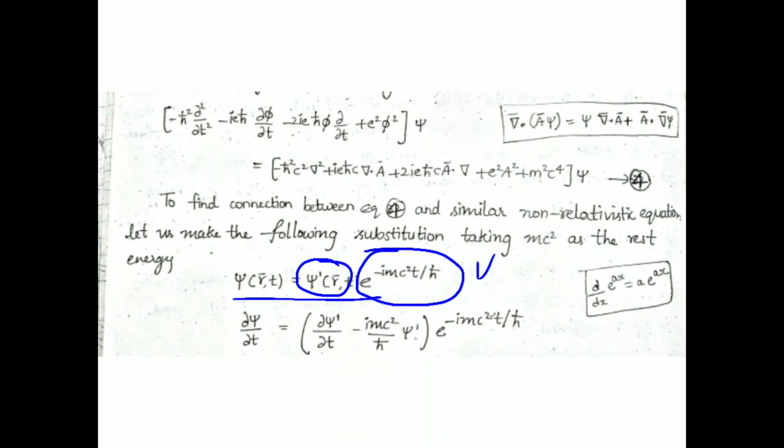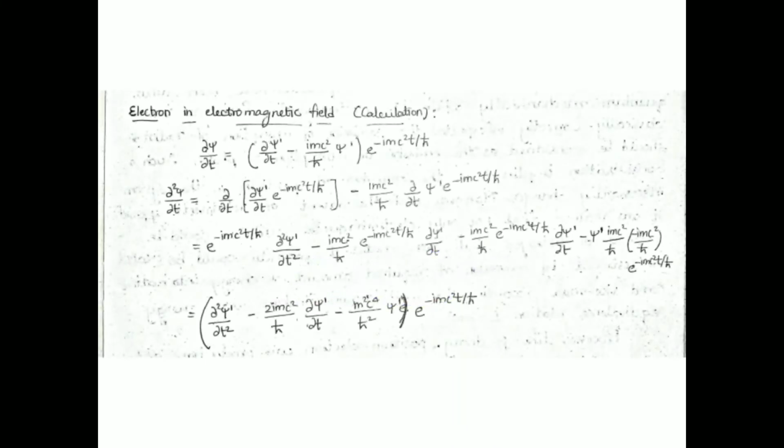And next we need to find ∂²ξ/∂t². We have already found ∂ξ/∂t. Next, for ∂²ξ/∂t², what we need to do is differentiate both sides again with respect to t. So that is the thing we have done here.